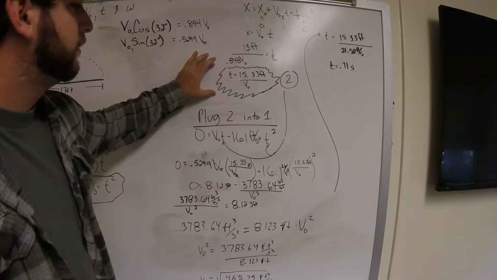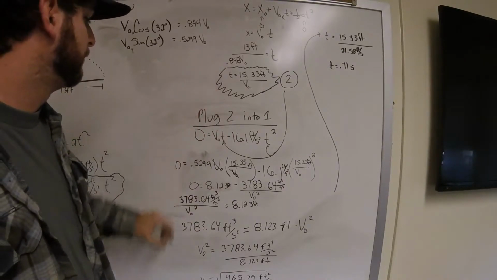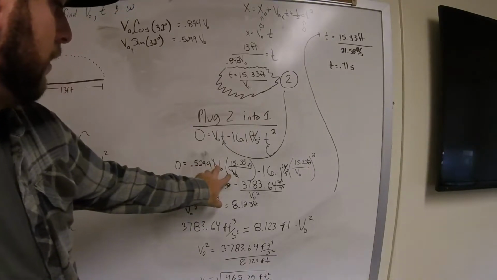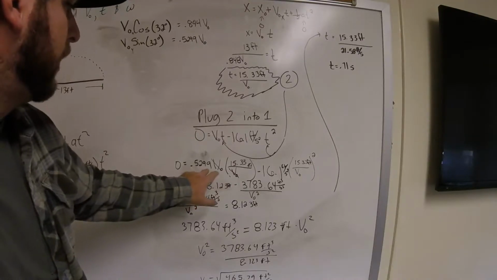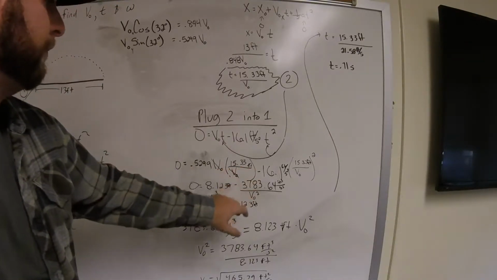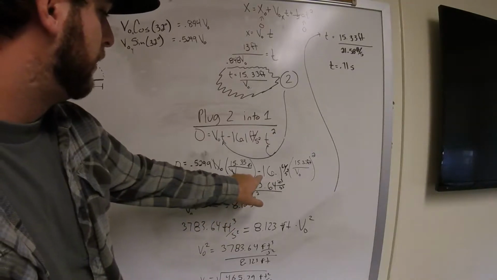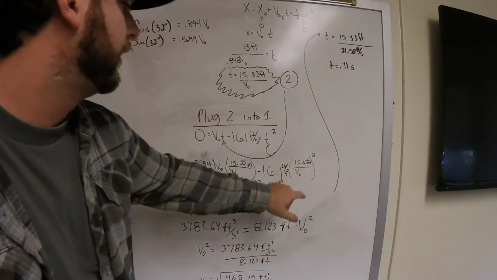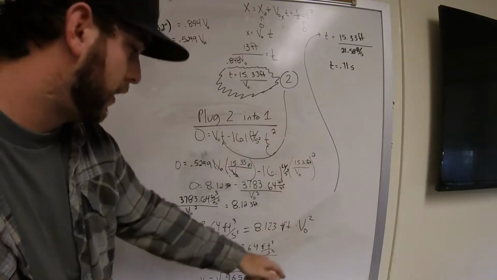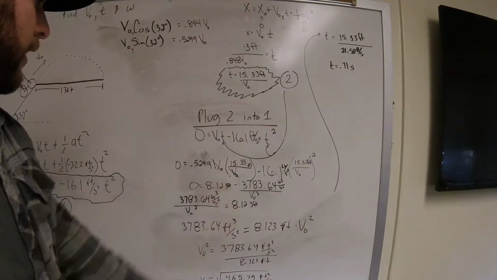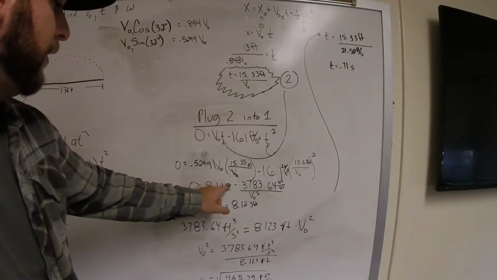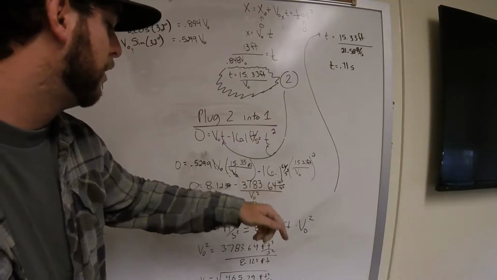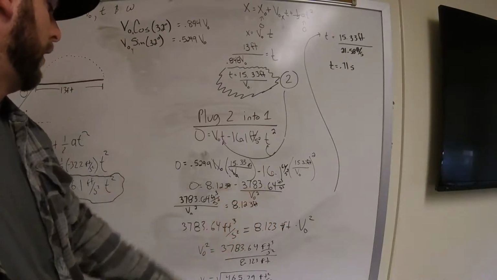Now that we solved for t in equation 2, we would plug equation 2 into equation 1. Once we plug everything in, we know our v naughts cancel out, and we are left with the 0.5299 times the 15.33 feet. Once we do that, we do the minus 16.1 feet per second squared times the 15.33 feet over v naught squared. That leaves us with this right here. That leaves us with the 8.123 feet minus the 3,783.64 feet cubed over second squared, divided by v naught squared.